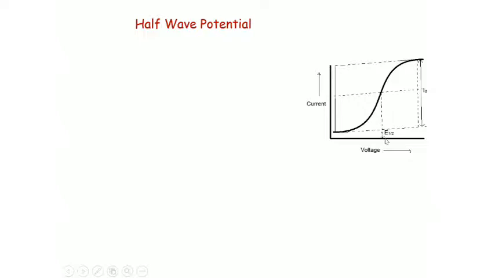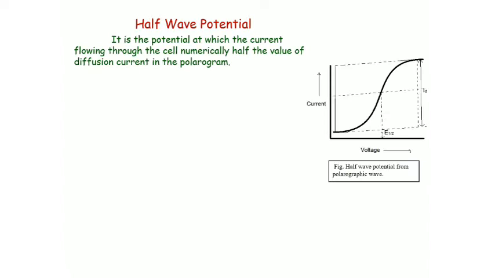So the definition is: it is the potential at which the current flowing through the cell is numerically half the value of the diffusion current in the polarogram.